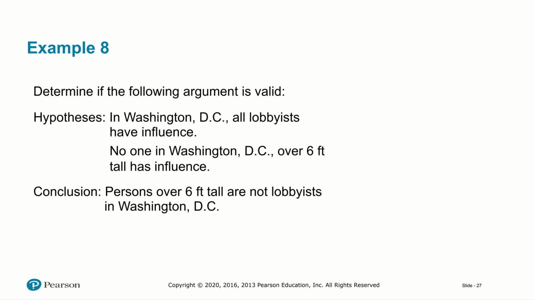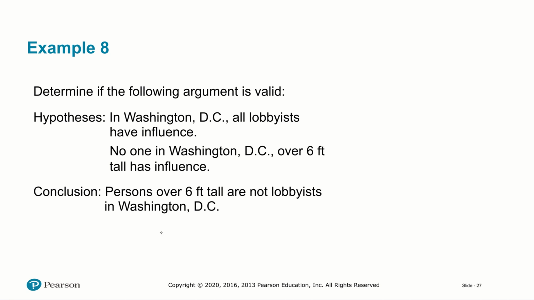All right, let's see if we can use an Euler diagram to determine if this argument is valid. The hypothesis is that in Washington, D.C., all lobbyists have influence. We also know that no one in Washington, D.C. over 6 feet tall has influence. We want to see if the conclusion that persons over 6 feet tall are not lobbyists in Washington, D.C. is a valid conclusion. So here's what we can do.